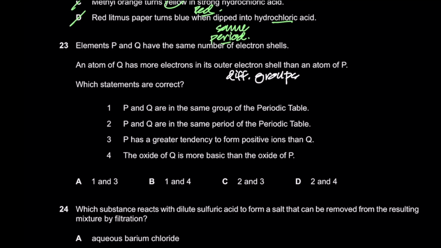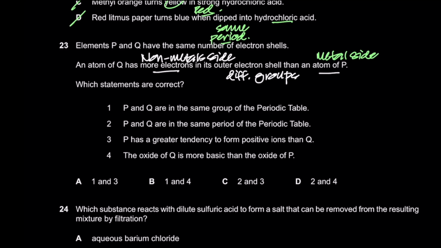And because Q has more electrons, this would be more towards the non-metal side, right? And because P has fewer electrons, this would be more towards the metal side, because we know metals are group 1s, group 2s, and some of group 3s like aluminum, right? So they have fewer electrons in their outermost shells. So it says which statements are correct?